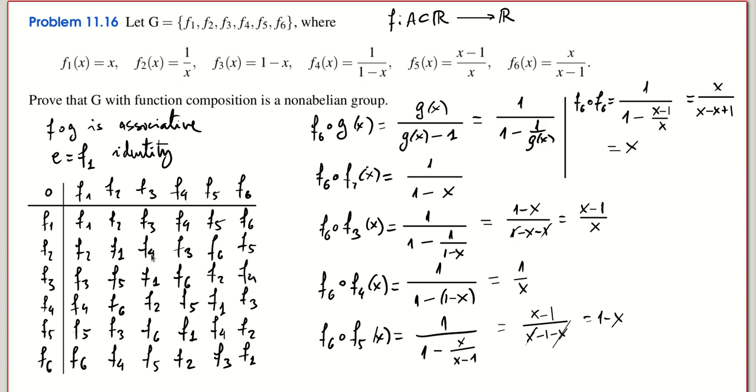Also, you can see that there's no symmetry. f4 and f5 are different here. Okay, so there's no symmetry with respect to this diagonal. Therefore, this is a non-abelian group.